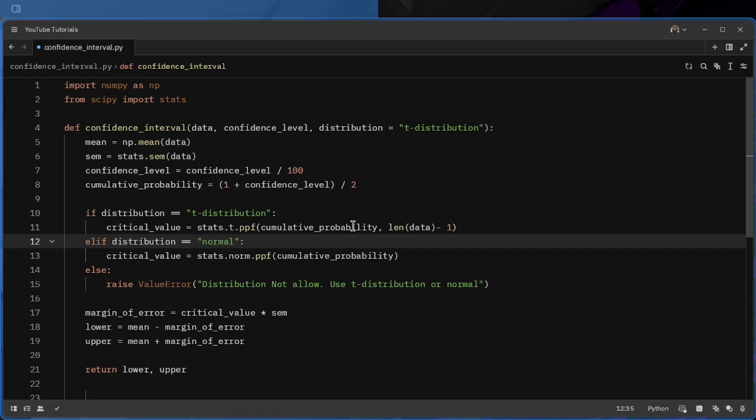This is not about the data distribution, this is about the theoretical distribution which we expect our data to follow. So when our sample size is less than 30, we expect our data to follow the t distribution. When we have a sample size of more than 30, we expect our data to follow the normal distribution. So this is how you can calculate this confidence interval. So this is a very simple formula.